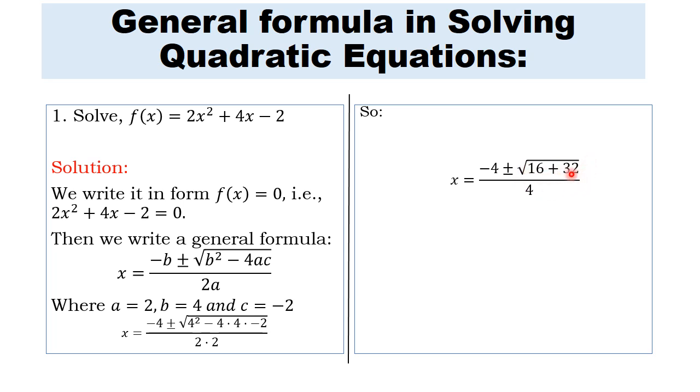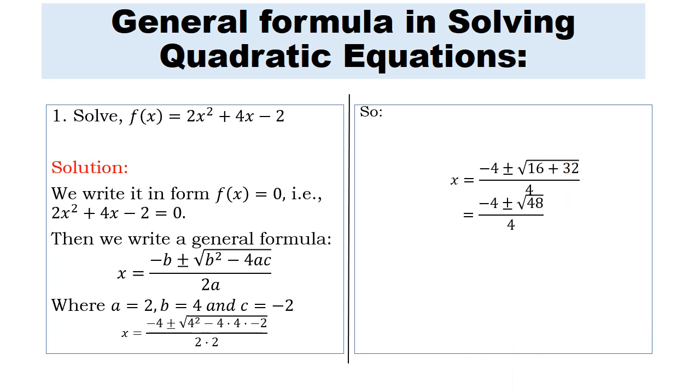How do we get this? I have taken 4 squared, which is equal to 16, but you also have -4 times 2 times the -2. So you can see here there are two negative numbers. Once you multiply them, you get a positive number, which is equal to 32. Now we divide by 4.